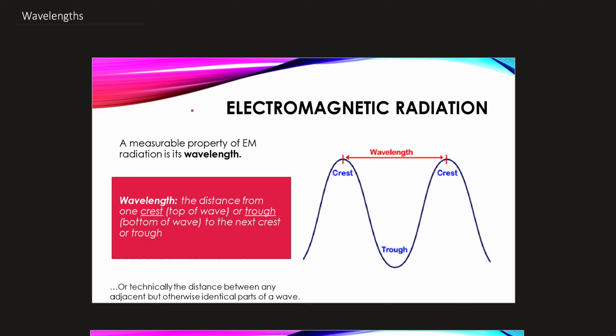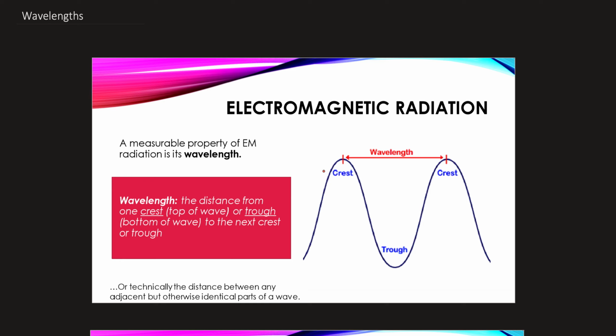Today we're going to be focusing on what are wavelengths. Well, wavelengths are a measurable property of EM radiation, or electromagnetic radiation. And the way they work, if you look at this diagram right here, you can see that we have a wave, and the distance between this point to this point is considered our wavelength.